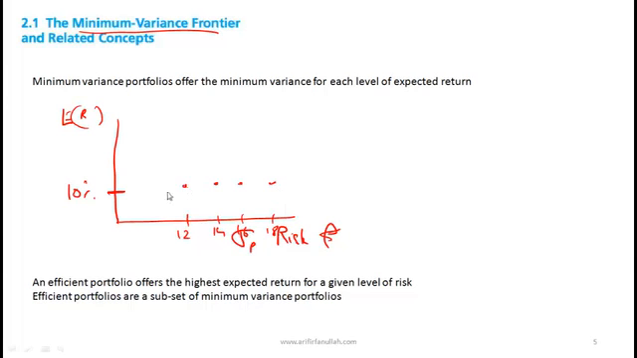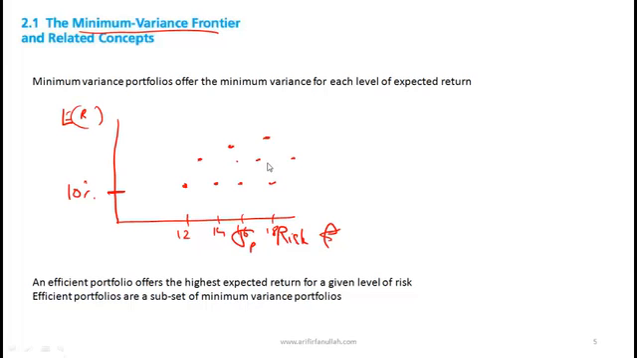So there has to be some portfolio that offers you the minimum variance or minimum standard deviation for that level of return. So you can essentially create something like this. You can keep going. At different levels of return, you can identify different portfolios with different levels of risk.